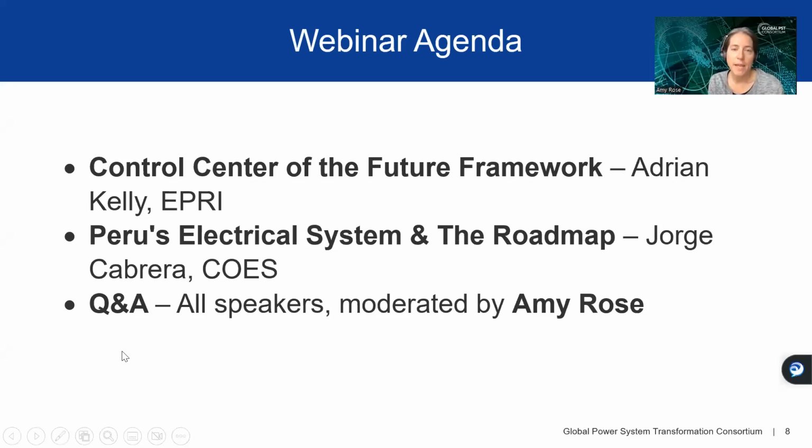So here's our agenda for today. I'm first going to spend a few minutes providing an overview of the G-PST for those who aren't familiar with it, and how we work with system operators around the world and the type of work that we do, including the type of support you'll hear today with COES on the development of a control center roadmap. And then we'll hear from Adrian Kelly from EPRI on the control center of the future framework that they've developed, and Jorge Cabrera from COES on the Peru power system and their control center roadmap. And as Emily mentioned, we have lots of time at the end for Q&A, and you can use the Q&A function to input your questions. Please do so at any time, sooner rather than later, so that we can try to get to as many questions as possible.